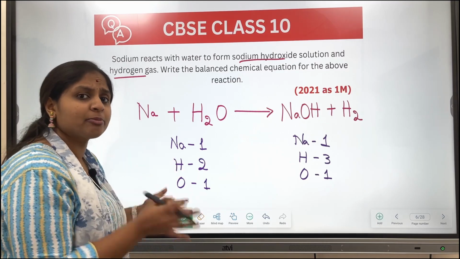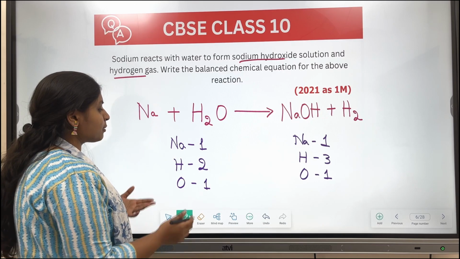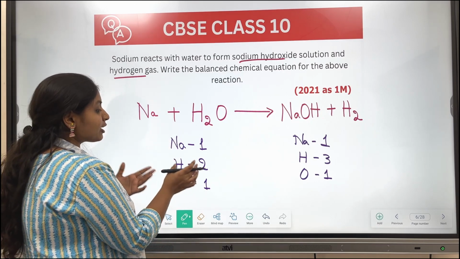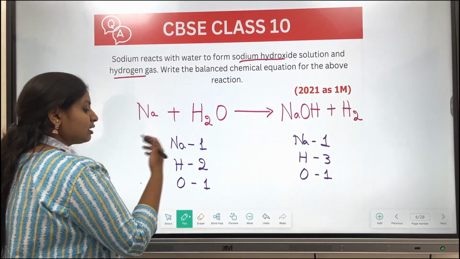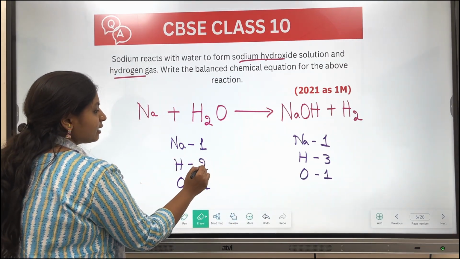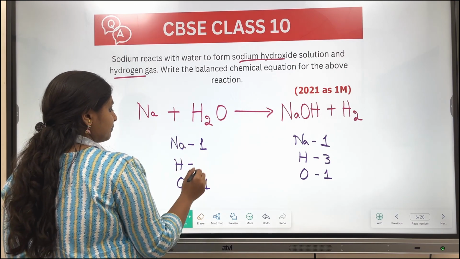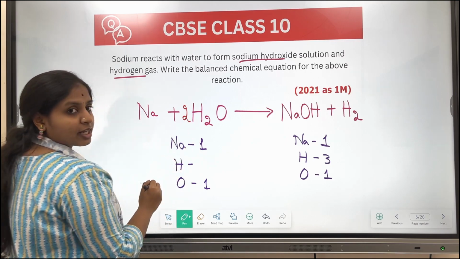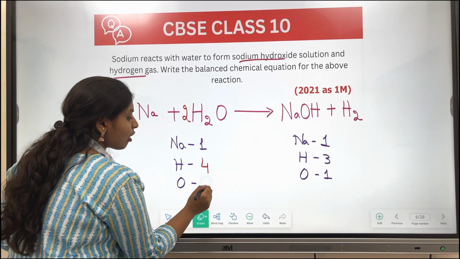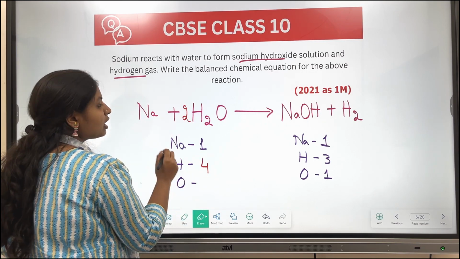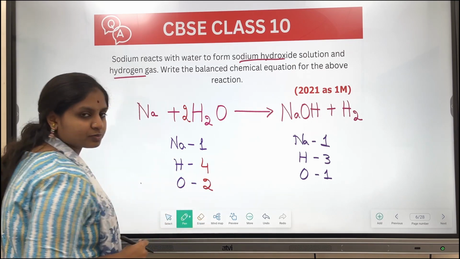So first we'll start with the metal. Sodium is 1, sodium is 1, sodium is balanced. We don't have to worry about it. But if we see hydrogen, hydrogen is 2 here and hydrogen is 3 here. It is not balanced. So we'll come to the lesser side and we will multiply. So I will multiply 2 here. When I multiply 2 here, the number of hydrogen became 4 and even the oxygen is getting multiplied. 2 times 1, it is 2.